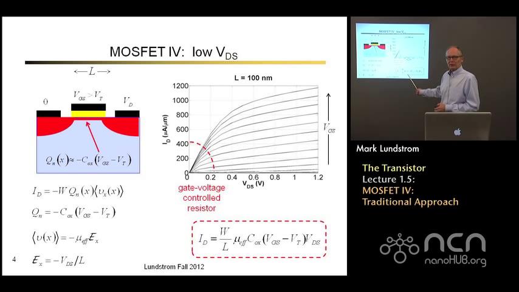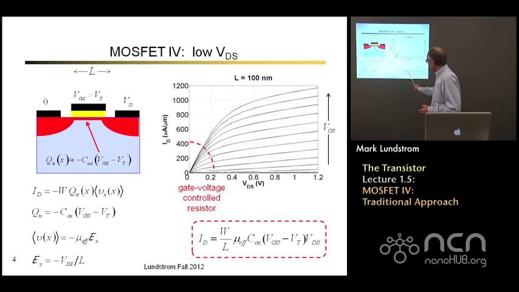This is a textbook expression that you see in every textbook on MOS transistors. The linear region current is the width of the transistor divided by the length of the transistor, times the effective mobility, times the oxide capacitance, times Vg minus Vt, times the drain to source voltage.